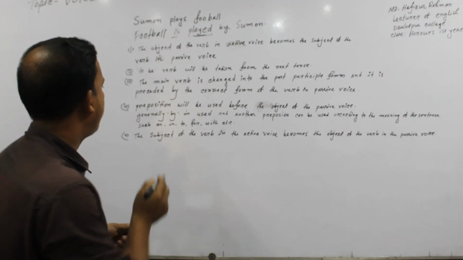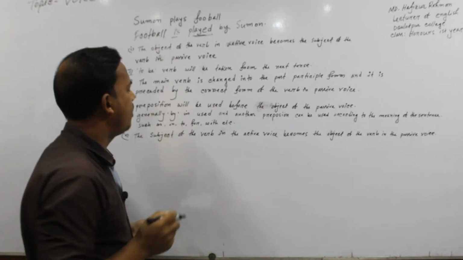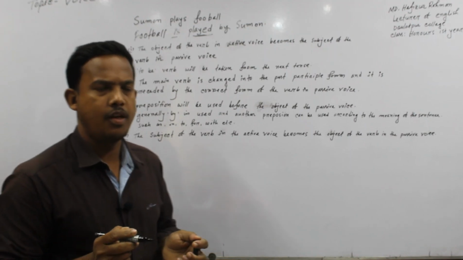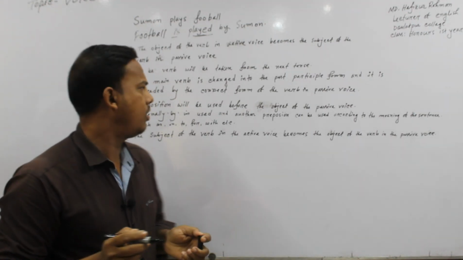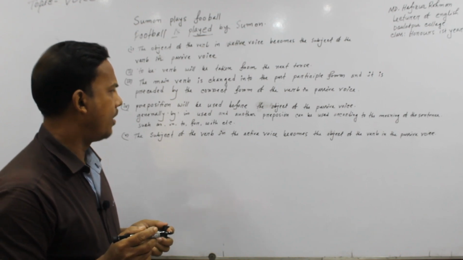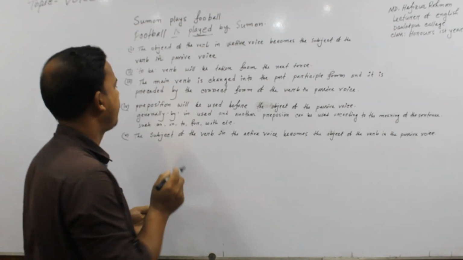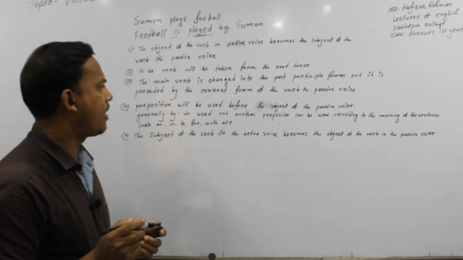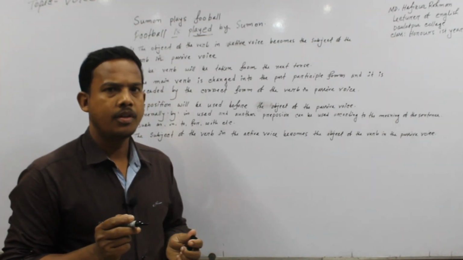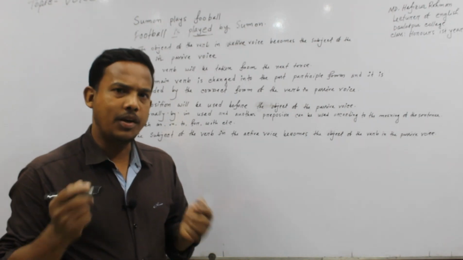And then number four, a preposition will be used before the object of the passive voice. Generally by is used, and another preposition can be used according to the meaning of the sentence. So in this case we will use by.